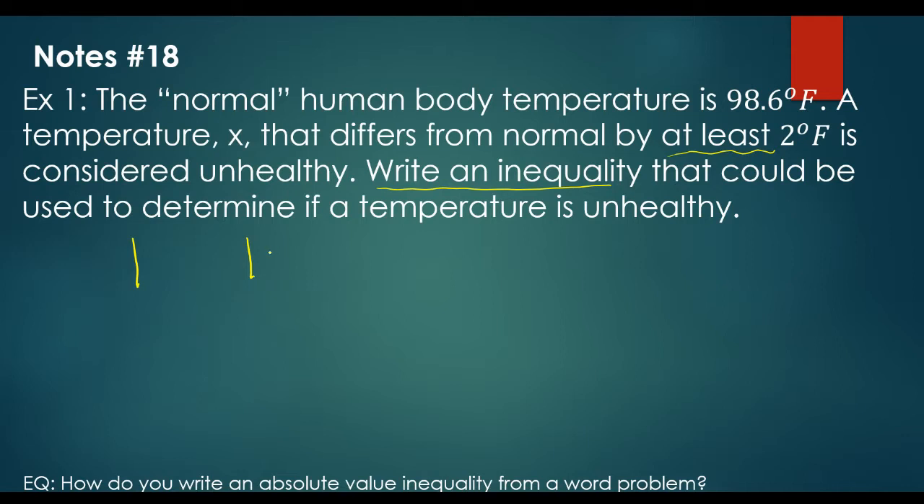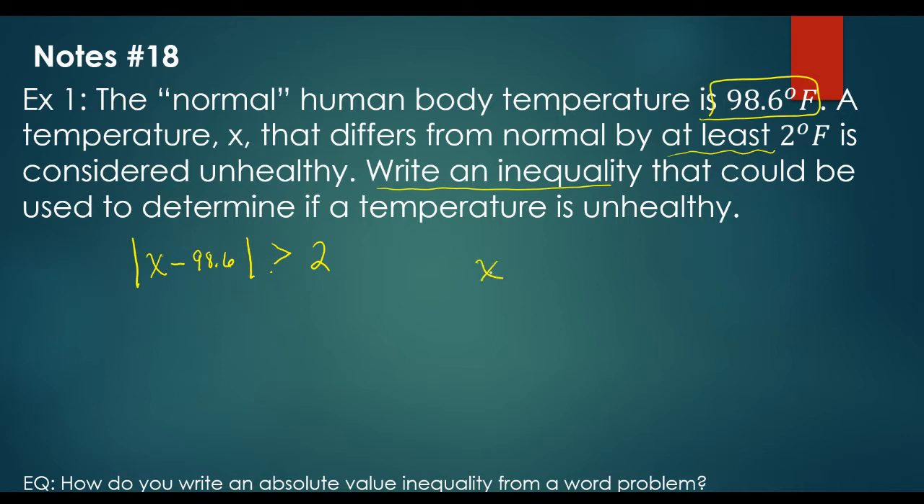Can it be more than 2 degrees? At least 2. So this has to be greater than or equal to 2 degrees. Okay? So when we put our 2 there, right there, and then all you have to do is put your x, your minus, and then the perfect number. Well, what was the perfect number? 98.6 degrees. Okay? So there you go. We set it up. Now you're going to solve it.